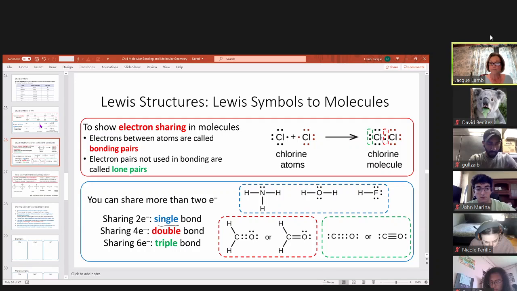Either of these conventions is correct. You can show bonding pairs as dots, or you can show them as lines. Personally, I prefer the lines. I think it cleans up the structure and it makes it a little bit easier to see. It gets very messy with all of those dots around it. If you prefer to draw the dots, that's fine.